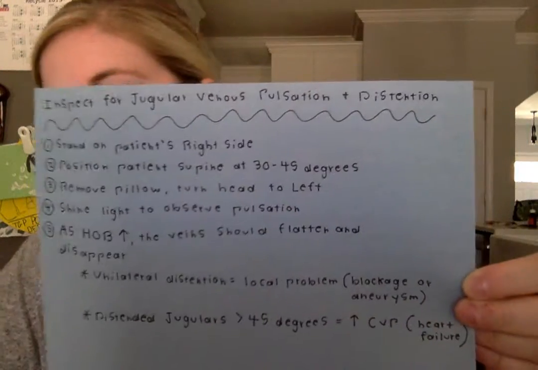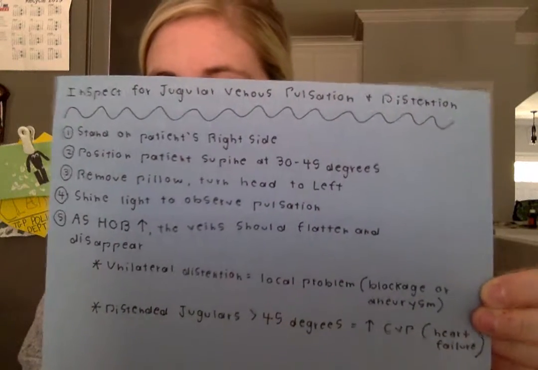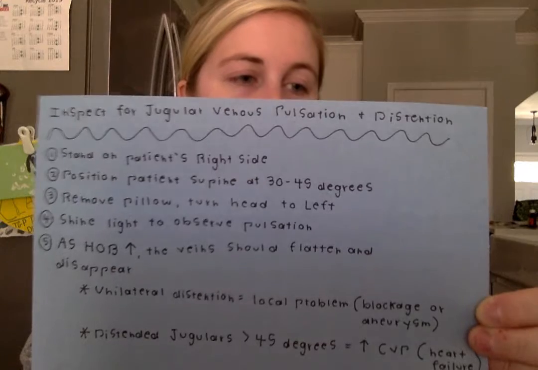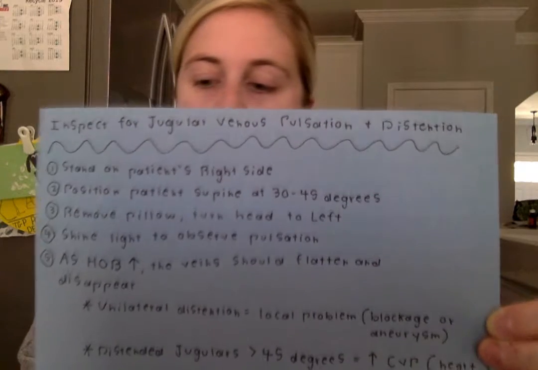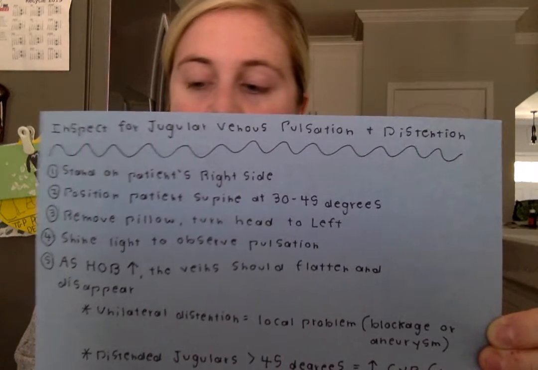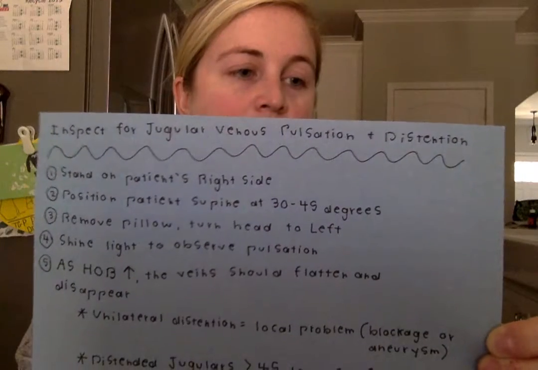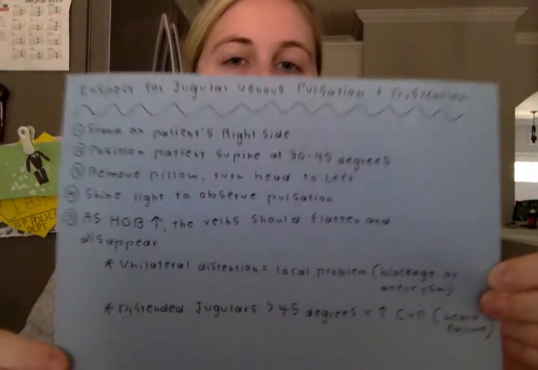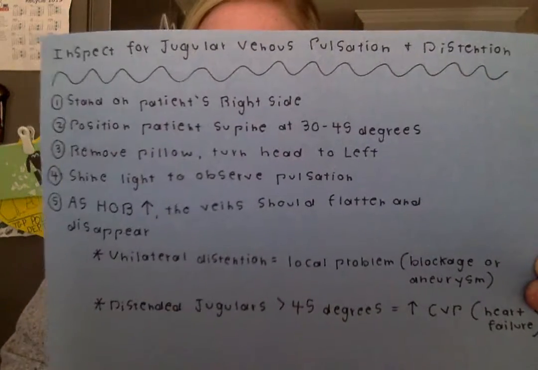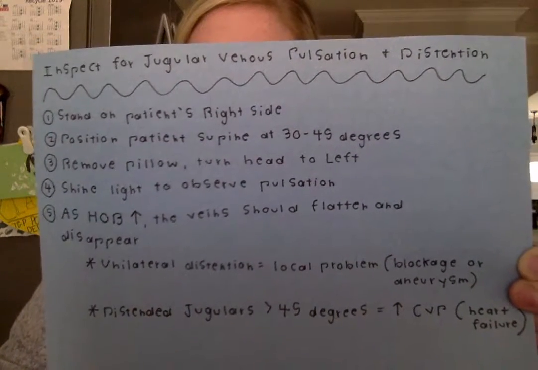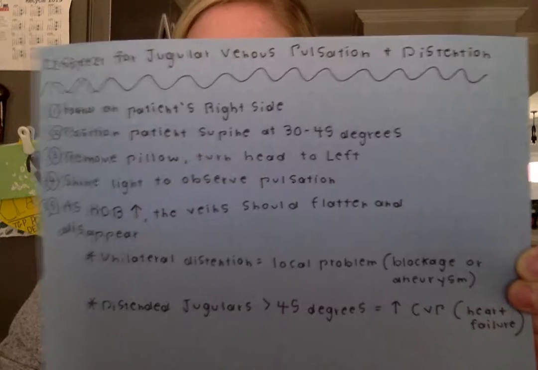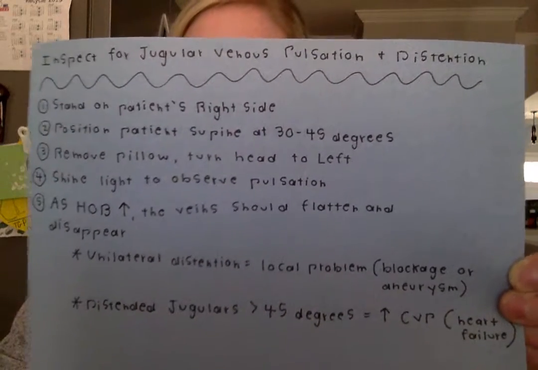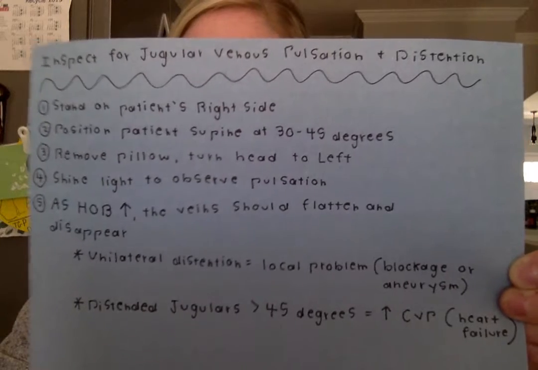You're going to remove the pillow from their head and have them turn their head slightly away from you, so over to their left shoulder. And as you remove the pillow and have them turn their head over to the left shoulder, you can shine your pen light against their neck here, and you should be able to visibly see pulsations in the neck. As the head of the bed elevates, you should see these veins flatten and disappear.